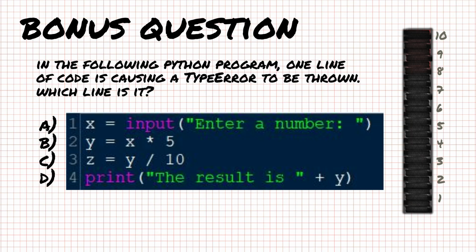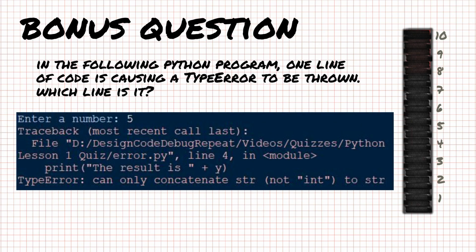The final line would not be a problem if the program hadn't already crashed, because we are concatenating a string, "The result is", with another string, whatever is in y. If y were actually an integer, this would throw a type error, can only concatenate str, not int, to str.